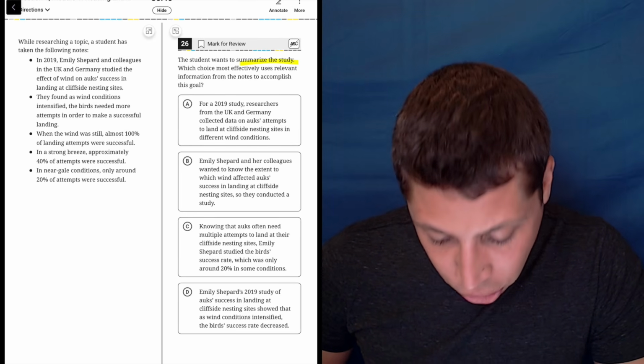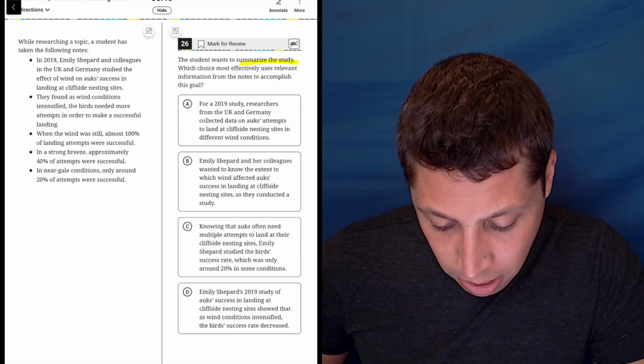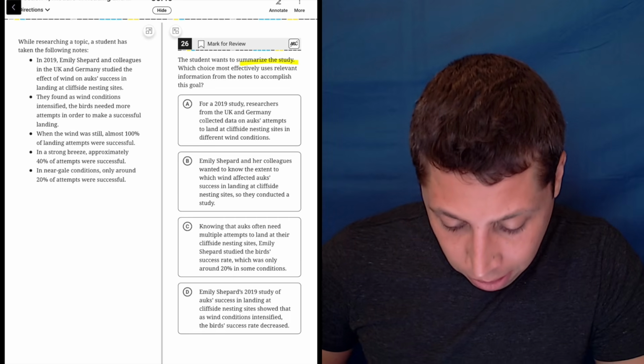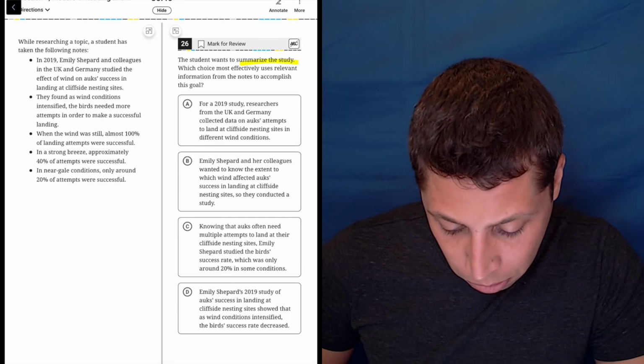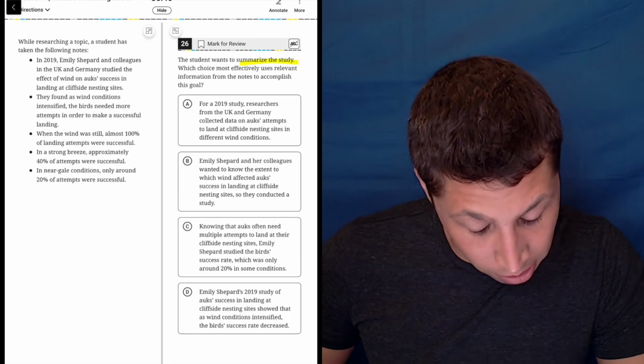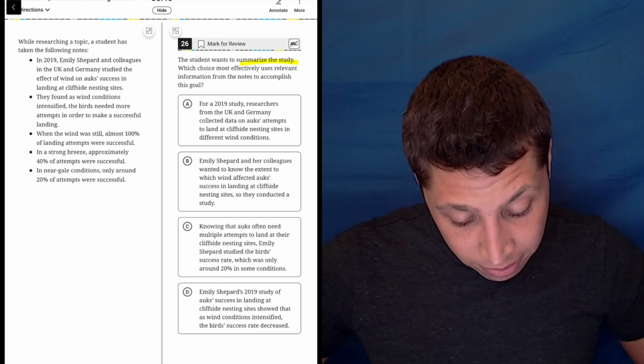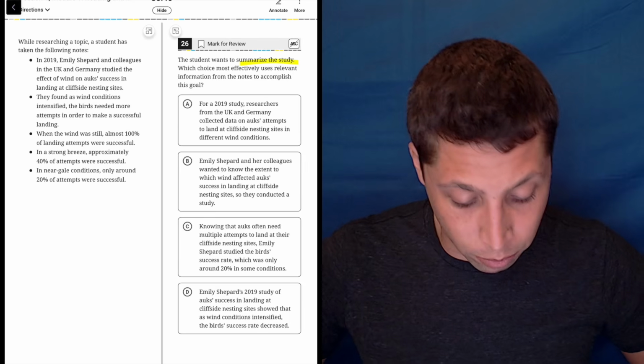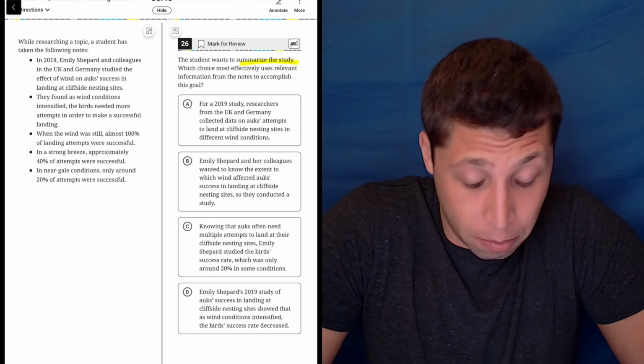Okay, they found as wind conditions intensified, the birds needed more attempts in order to make a successful landing. When the wind was still, almost 100% of landing attempts were successful. In a strong breeze, approximately 40%. Okay, 20. All right. For a 2019 study, researchers from the UK and Germany collected data on auks' attempts to land at cliffside nesting sites in different wind conditions. I mean, that seems to be summarizing the study.